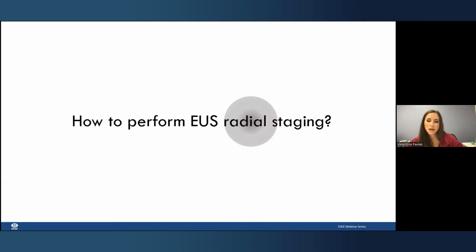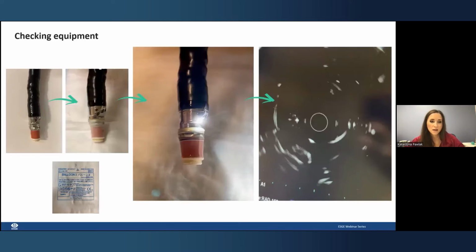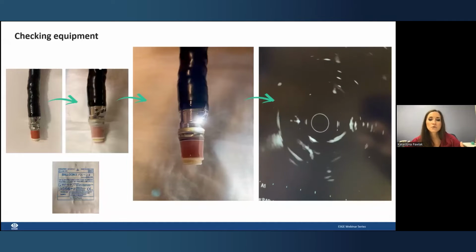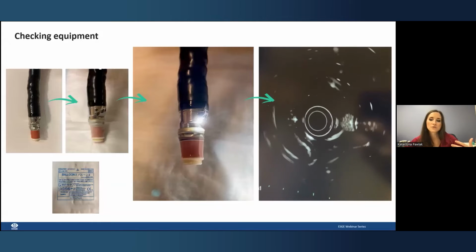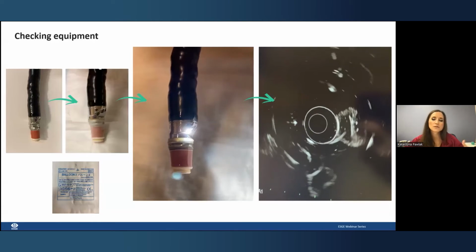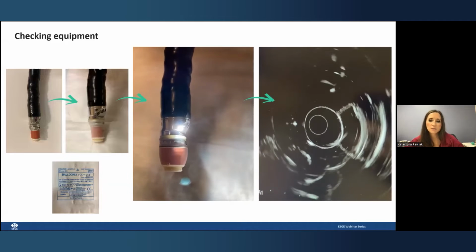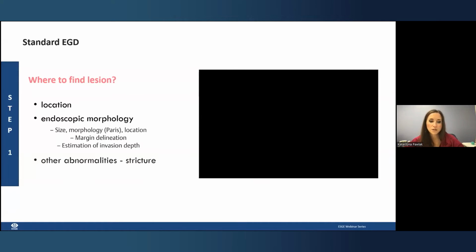So now, how do we actually perform EUS radial staging? And this is the classic EUS radial scope. You can see the tip of the scope: on the first picture you see the tip without the balloon, then on the second one with the balloon attached. I strongly encourage you to use the balloon for the radial scope because it will enhance our assessment. And before we advance our scope, we have to check if the balloon is working. So obviously we're insufflating the water and checking if the balloon is working properly or not.